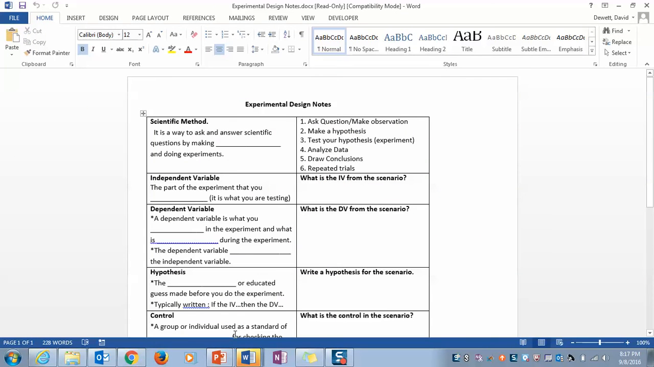Okay, so this is the station for your experimental design notes, and it says fill in the notes on the left side. So we're going to fill in these blanks here on the left side. You'll do the right at a later time.